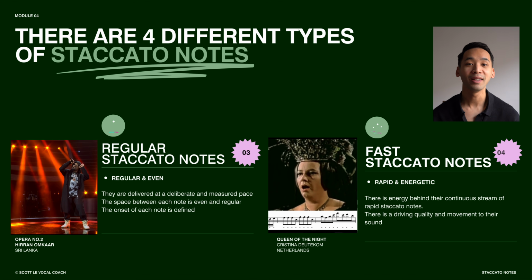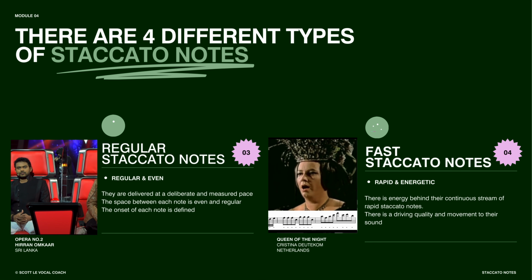Now let's look at staccato notes at different speed levels. And number 3, we have the regular staccato notes. They are delivered at a deliberate and measured pace. The space between each note is even and regular, and the onset of each note is defined. Let's listen to this singer Hiran and how he executes his staccato notes. Take a listen.